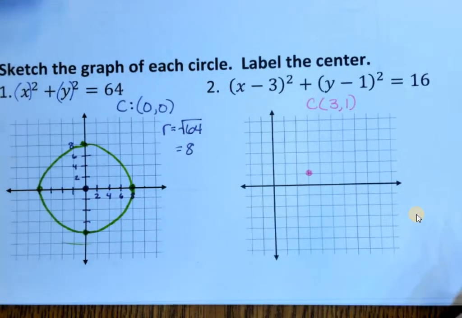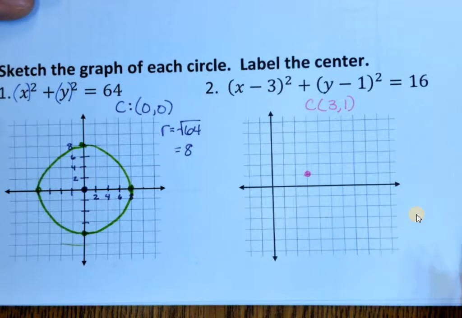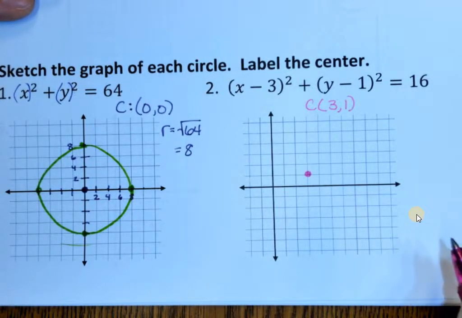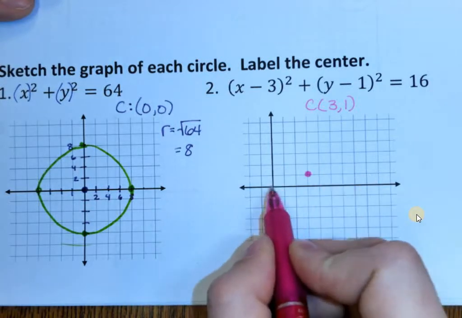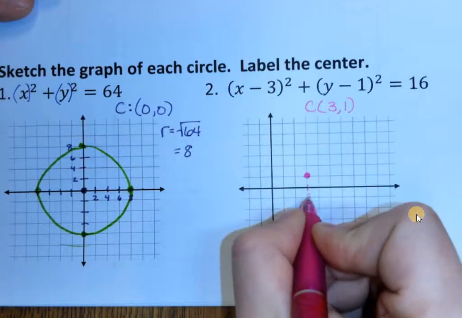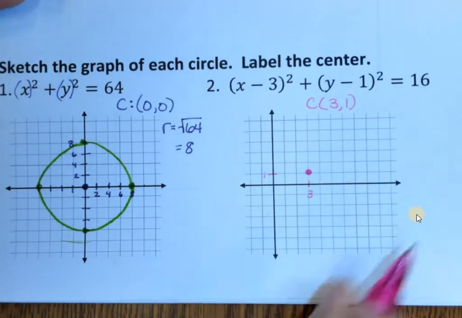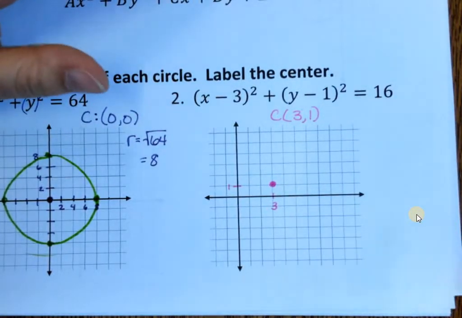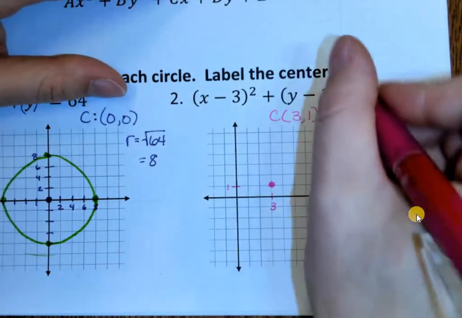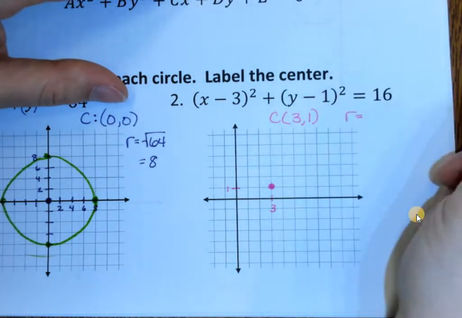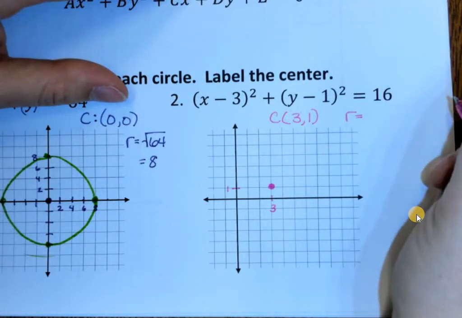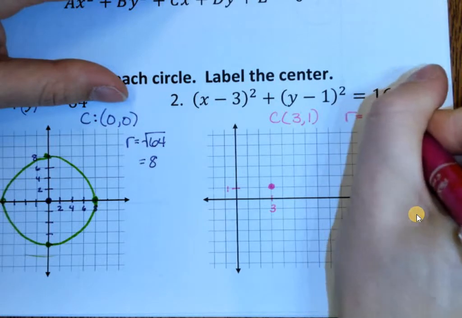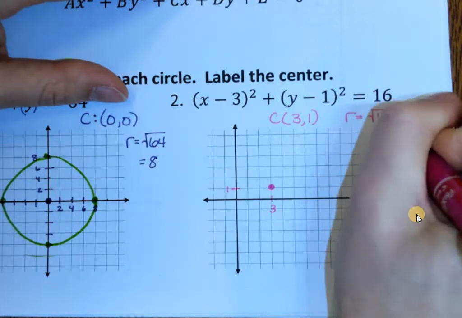That might seem like a silly question to some of you, but there's still going to be folks in here who don't remember how to plot points. So we go right 3, up 1, there's my center. I need one more thing from this. What do I need? Radius. My radius is going to be what? 4, because the square root of 16 is 4.